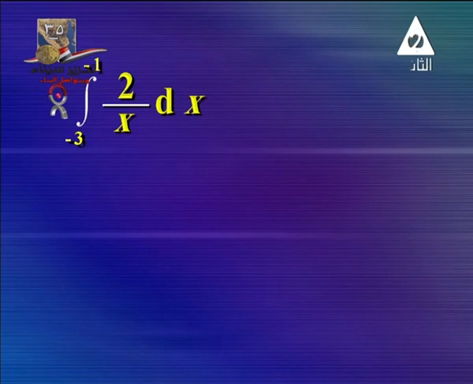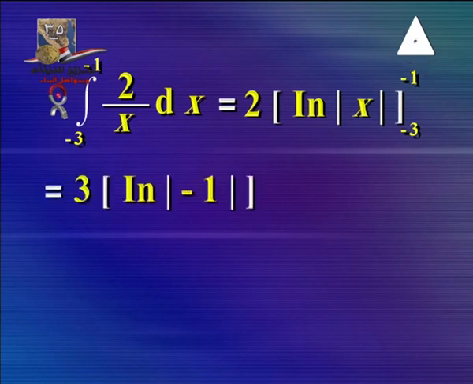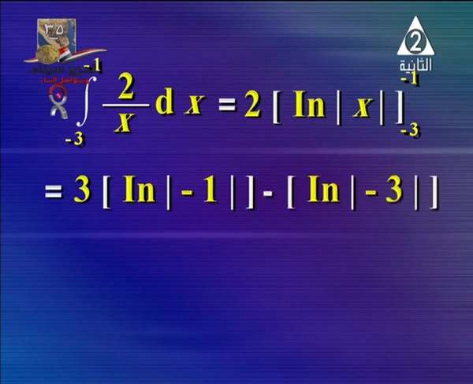Integration of 2 over x dx from negative 3 to negative 1. The lower limit is negative 3, the upper is negative 1. 2 is constant, means 2 multiply integration 1 over x dx from negative 3 to negative 1 equals 2 multiply ln x from negative 3 to negative 1. By substitution, ln negative 1 minus ln negative 3, answer is negative 2 ln 3.